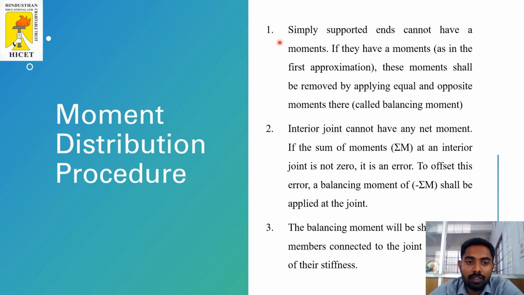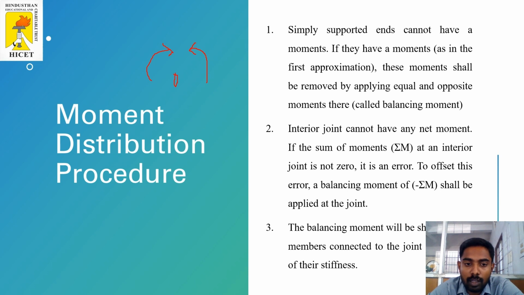The various steps involved in the moment distribution procedure are as follows. First, the simply supported ends cannot have a moment. If they do have a moment, this moment shall be removed by applying an equal and opposite moment there. So if there is a clockwise moment, we apply an equal moment in the anti-clockwise direction, so that the total moment there will be 0.